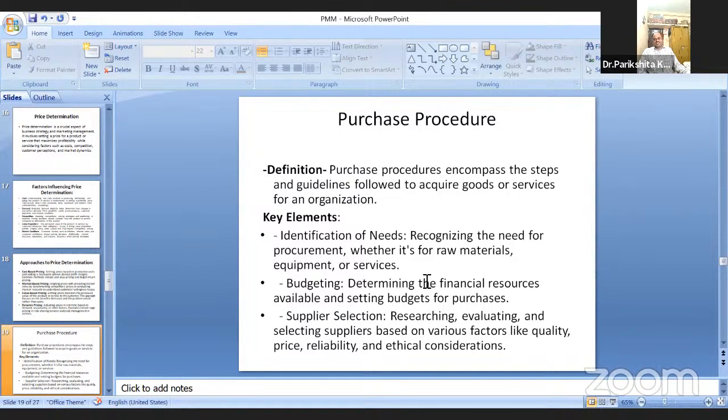Identification of needs. This is the most important part. Identification of needs. That means you have to recognize the need for the procurement, whether raw materials, equipment or services. First of all, in purchasing procedure, we have to identify the needs.